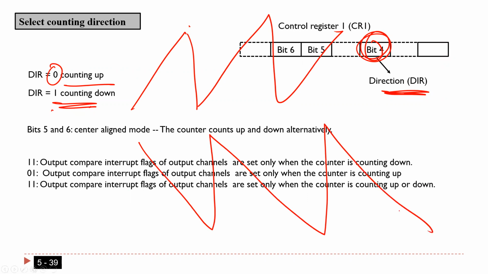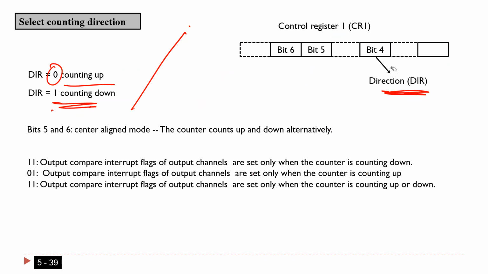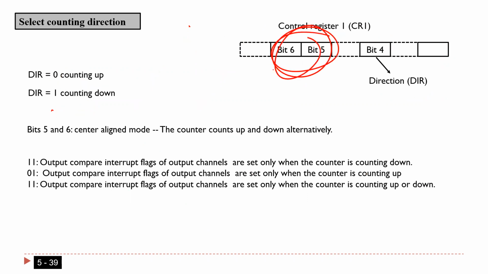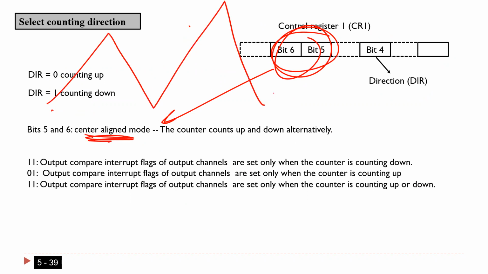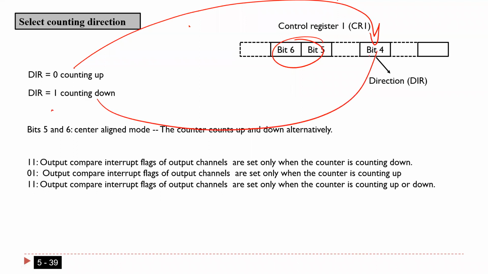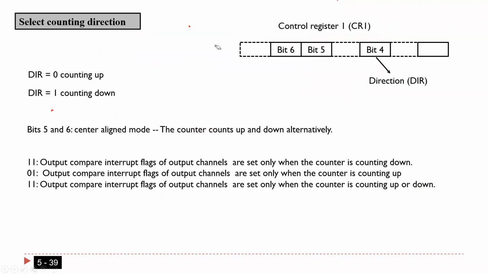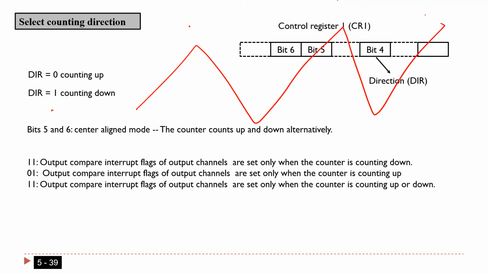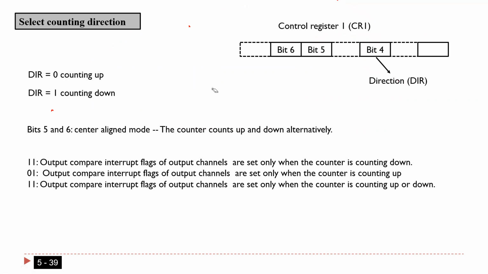There is no big difference, but I'm going to give you some examples to understand it. We have 2 bits here to select what we call center aligned mode. Center aligned mode is the mode I told you, up, down, this way. So if you want to count up, just put 0 here. That's it. If you want to count down, just put 1 here. If you want to count up, down, increment, decrement, and so on, you have 2 bits here.